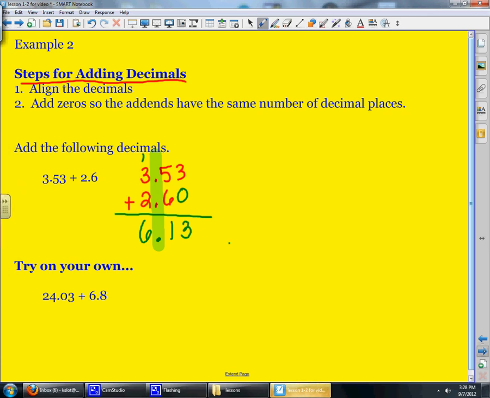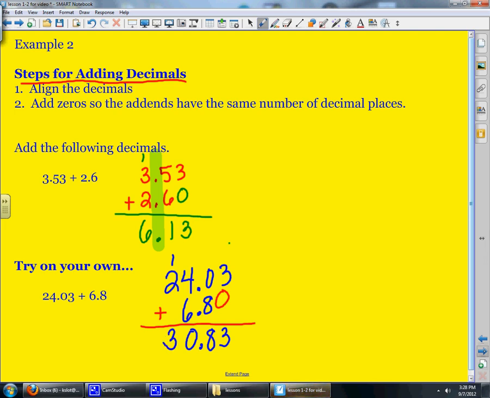Why don't you pause the video and try the next problem on your own? Okay, let's go over this problem. So what you should have done is we have 24.03, and then we want to line up the decimals. So we're going to put that here, and we're going to put the 6 here in the 1 spot and the 8 in the 10th spot. I'm going to fill this in with a 0. I'm going to add these together. So 3 plus 0 is 3, 0 plus 8 is 8, 4 plus 6 is 10, carry the 1, and 2 plus 1 is 3. So your answer should have been 30.83.